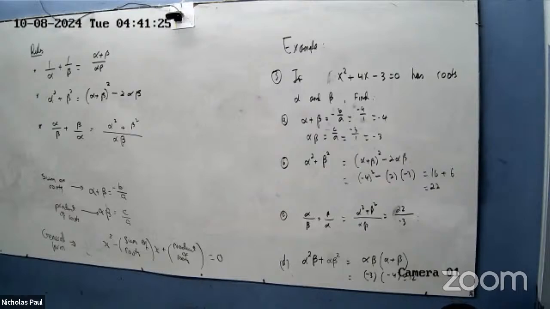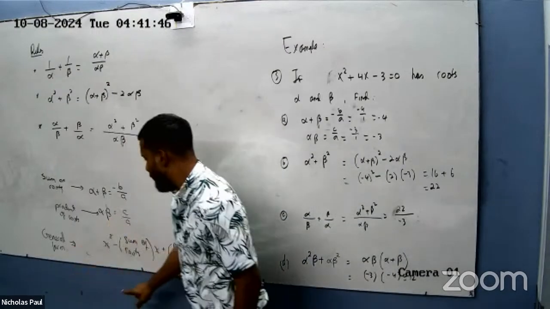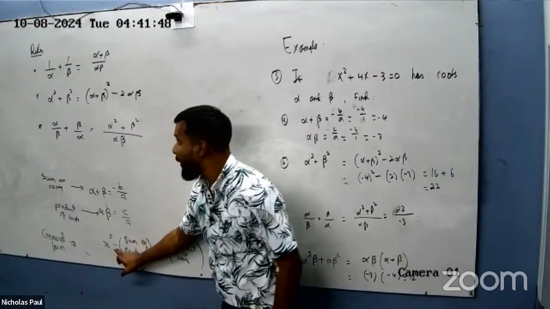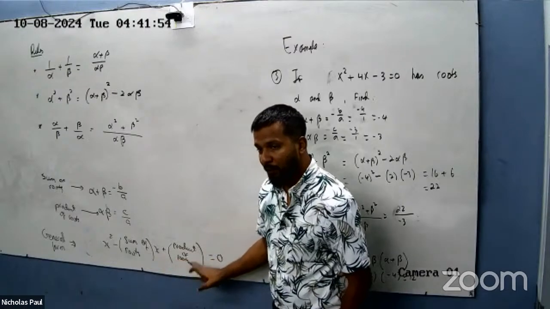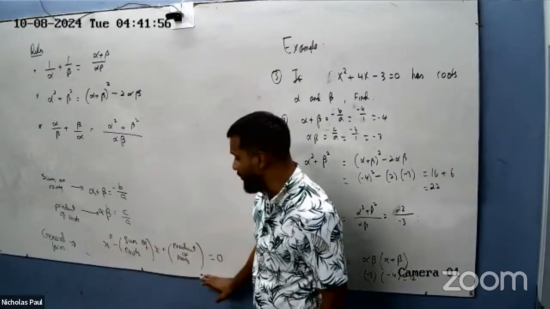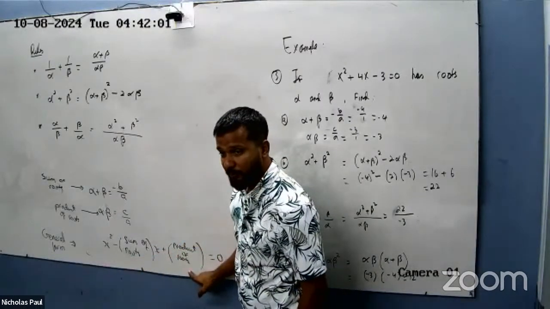Everybody okay with that? All right, so we have one more thing to look at. If you look at the last rule there, what does it say? It says that any quadratic could be written in the form x squared minus the sum of the roots plus the product of the roots. So if I want to write a quadratic, all I need is the sum of the roots and the product of the roots. That's okay?